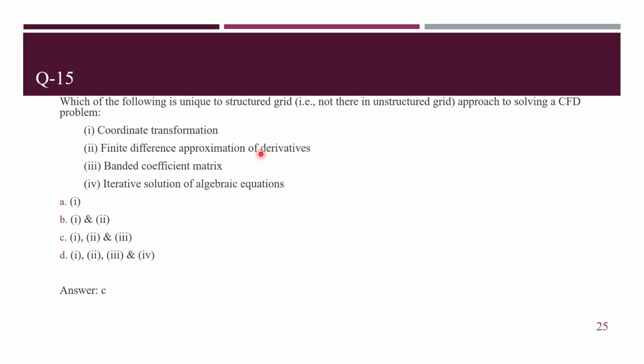Second one, finite difference approximation of derivatives. Again this is true because in structured grid we can identify the adjacent cells based on ijk information, which is not possible in the unstructured grid.